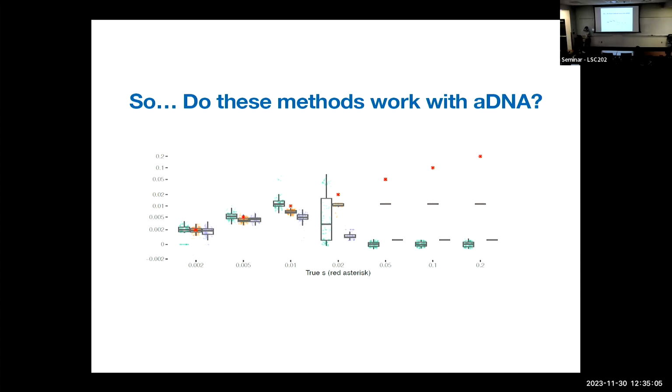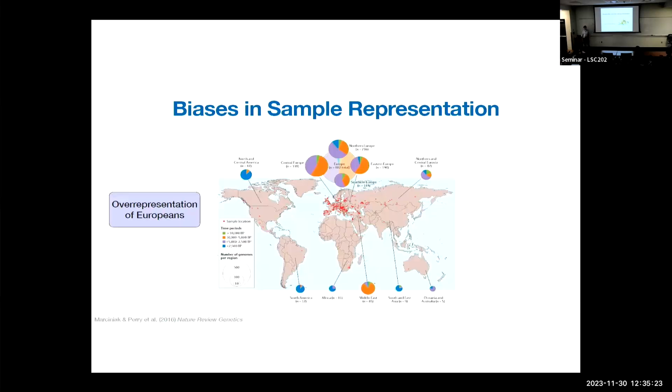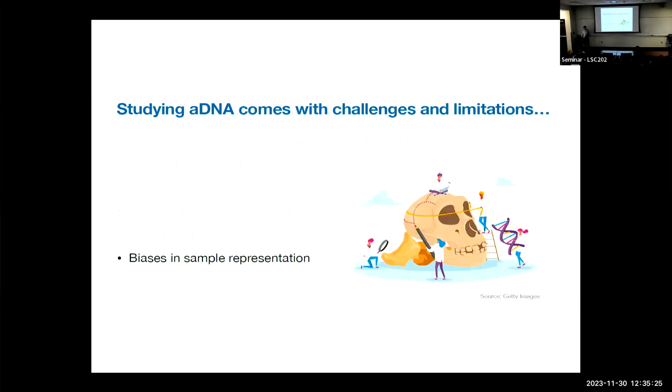So here's just one of Lucas's graphs showing that those methods don't work for the type of data we have with ancient DNA, which is unfortunate because that hinders our application of ancient DNA to study natural selection.